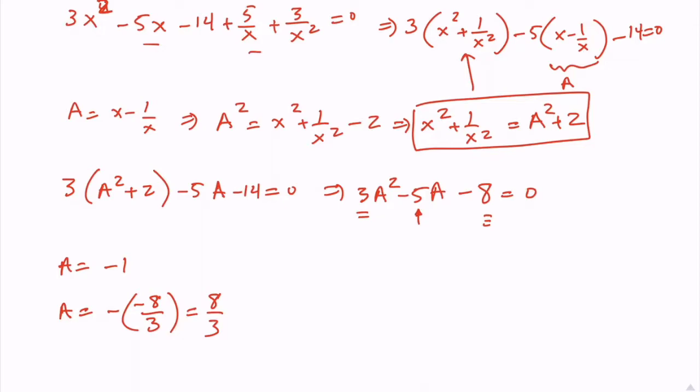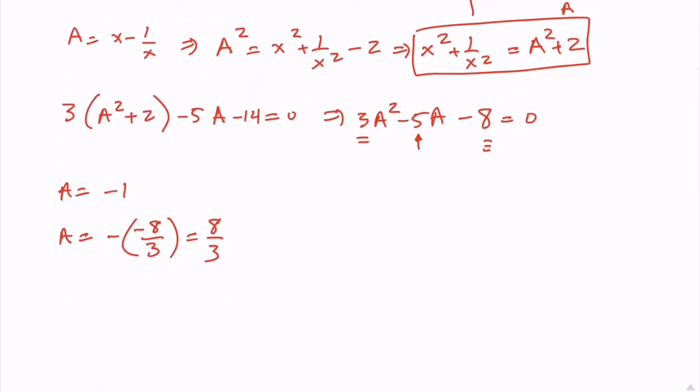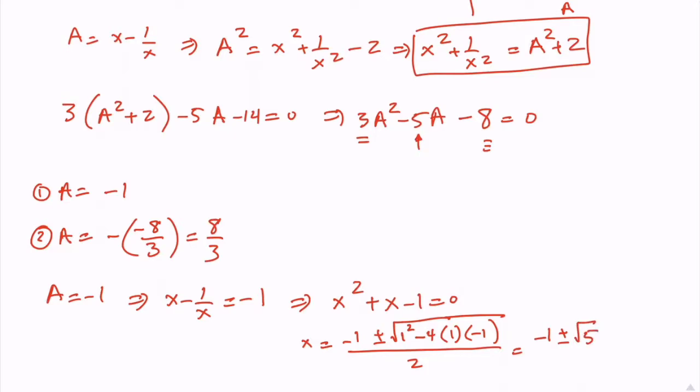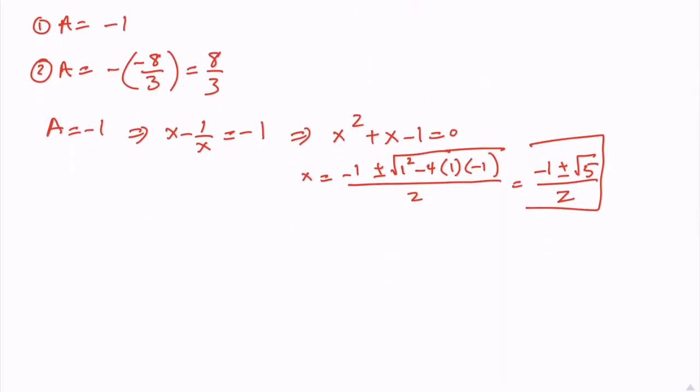So this is case 1 and this is case 2. A equal to minus 1 will give us x minus 1 over x equals minus 1, which in turn will give us x squared plus x minus 1 is 0, and therefore x will be minus 1 plus or minus the square root of 1 squared minus 4 times 1 times minus 1, over 2, which is minus 1 plus or minus root 5 over 2. So these are two roots, and this was from case 1.